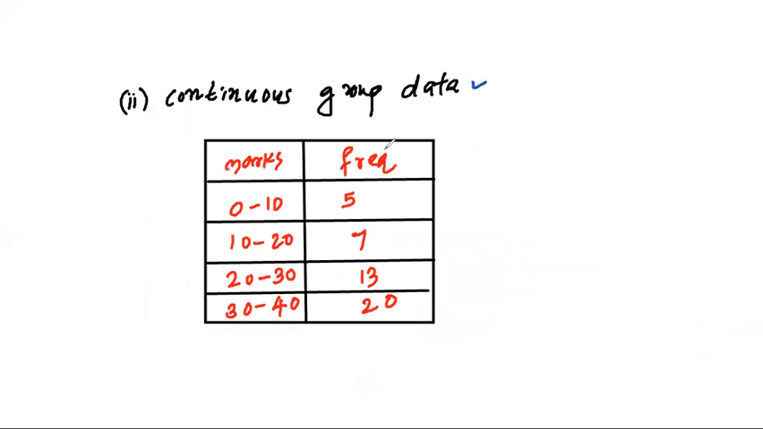Continuous grouped data means, see here marks is not exactly given. In the previous example, marks were exactly given. Here marks are not exactly given. Instead of that one, we are giving the intervals of marks like 0 to 10, 10 to 20, 20 to 30, 30 to 40, etc. Frequency is also given. So this type of grouped data is known as continuous grouped data. The things you have learned already in grade 10th. Okay, now let me move to next topic.